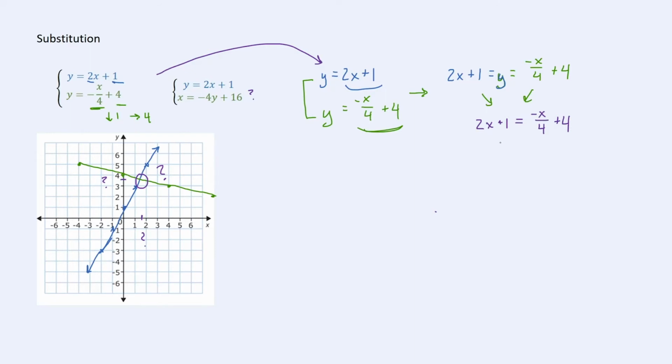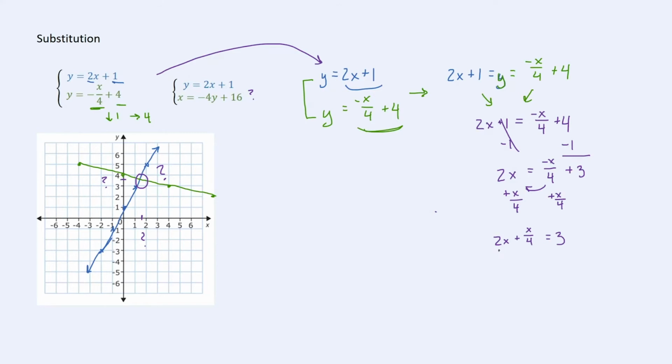Let's try solving this. Our first step is to move the 1 over to the other side, so we subtract 1 from both sides of the equation. This gives us the equation 2x equals negative x over 4 plus 3. Now we want to move the x over 4 to the other side, so we add x over 4 to both sides of the equation. Now we have 2x plus x over 4 equals 3.